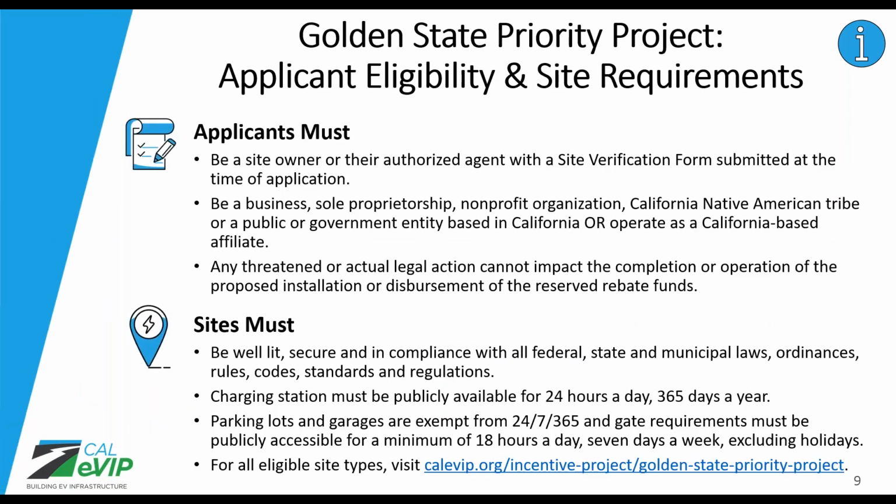Next slide. So we have different applicant eligibility and site requirements. This is all laid out on our website and within our implementation manual online, but applicants must be a site owner or their authorized agent with a site verification form submitted. They can be a business, sole proprietorship, nonprofit, California Native American tribe, or public or government entity based in California or operate in California-based affiliate. And the site must be well lit, secure, and compliant with all laws, ordinances, etc., and publicly available for 24 hours a day, 365 days a year. There are limited exceptions to that rule, which you can see a little bit more details on. But in general, for all eligible site types, we have that listed on our website below, hyperlinked on calivip.org.